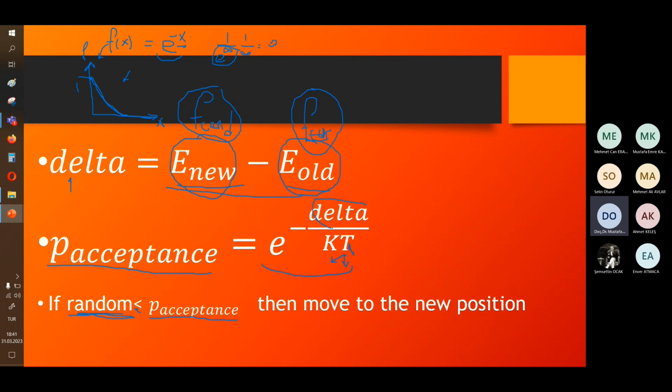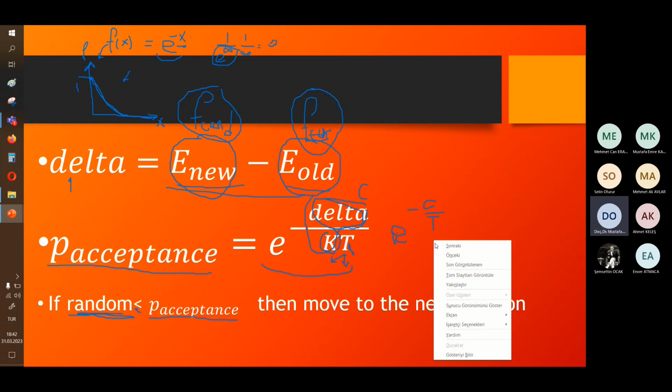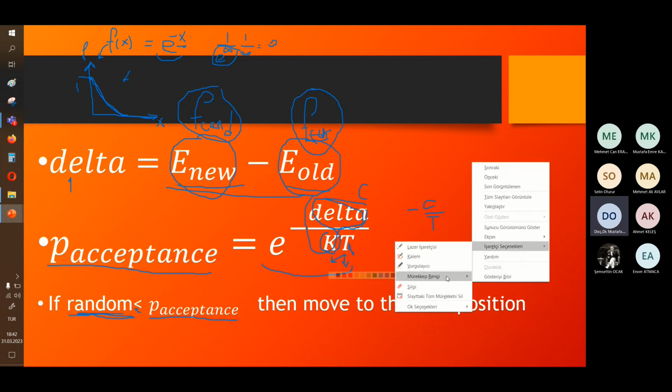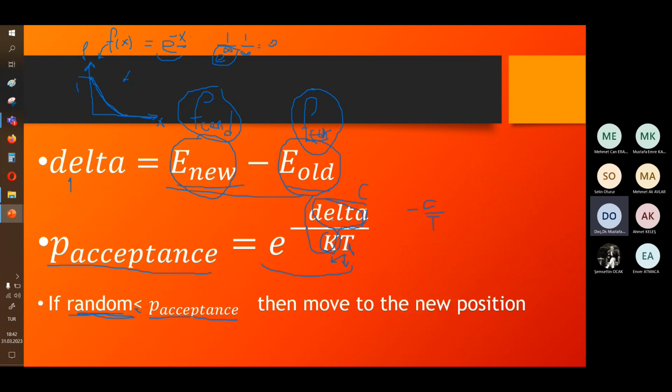So let's keep delta and K constant, and therefore the formula is something like e to the power of minus constant over T. What we have done is accept delta over K as a constant value C. So e power minus C over T. Now let's talk about this formula. I'm ignoring the delta value.